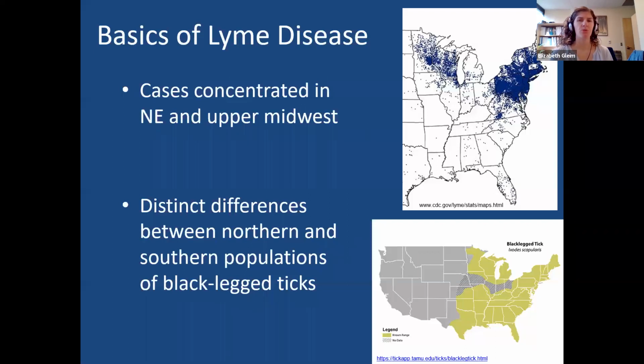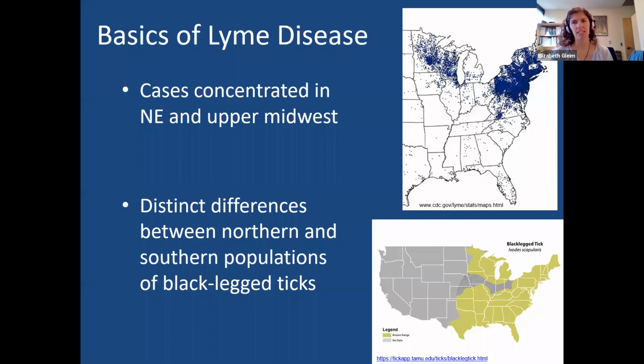So one of the really big questions that has emerged is, why is that, right? Why don't we have Lyme disease in southeastern United States when the tick vector is there? There's been tons of research happening in that regard for a number of years. And there's two main hypotheses for why we see this discrepancy.